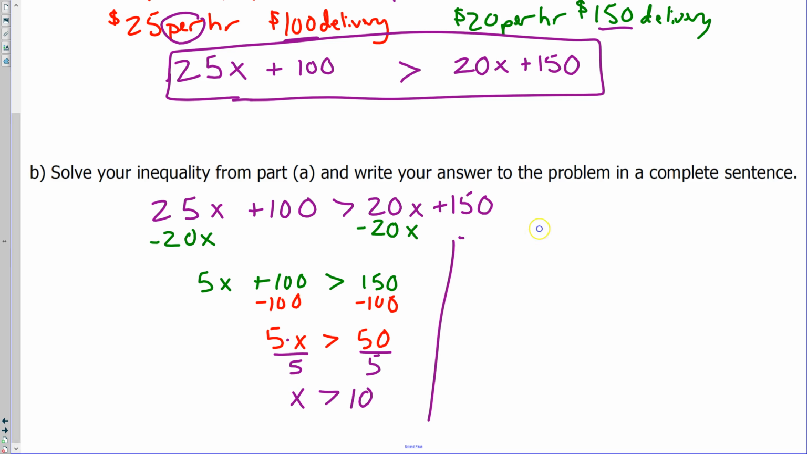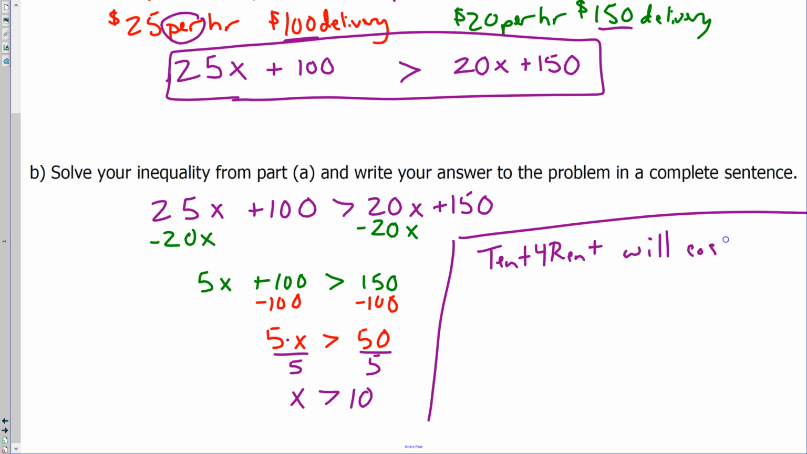So we want to write that in a sentence to capture that information. So tent for rent will cost more than A through Z rentals after 10 hours.